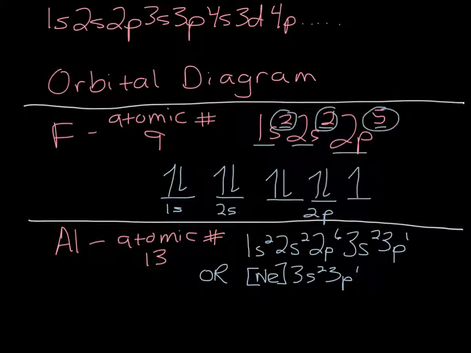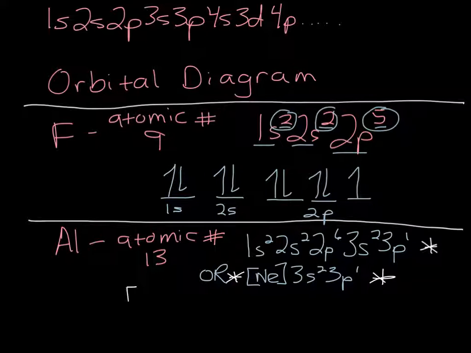Now I'm going to show you aluminum's orbital diagram. I have the electron configuration for aluminum written out. Now you can write it out the long way, which I have here on the top, or you can do the abbreviation. Either one is fine. The shortcut I think is easier, especially when doing the electron configuration, or the orbital diagram. So let me show you how to do that. I'm going to take this one this time.